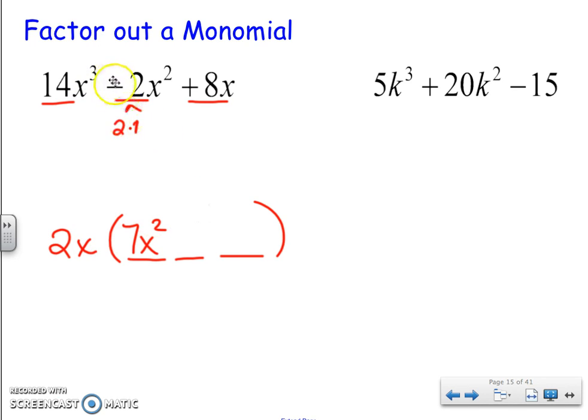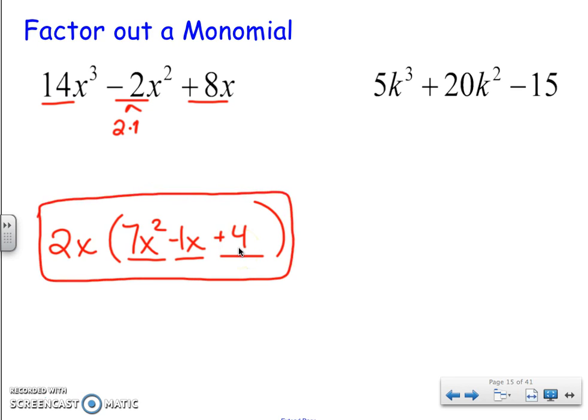Okay? So now we can move on to this one and do negative 2 divided by 2 to get negative 1. And then there were 2 x's up here, and you took 1 away. So there's just 1x. And then over here, 8 divided by 2 is a 4. And then you had 1 x up here, but you took it away, so there is no x remaining in there. And then we're done. Okay? So again, you're going to divide your numbers by the GCF to get that term.